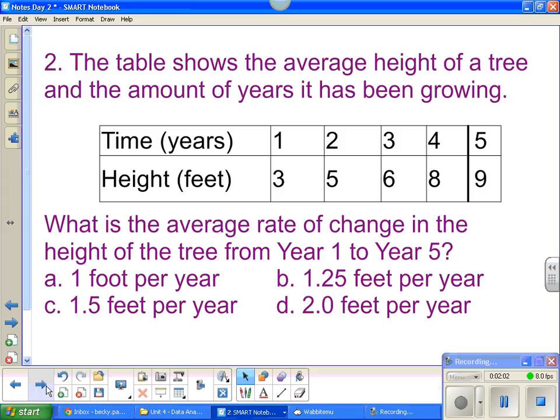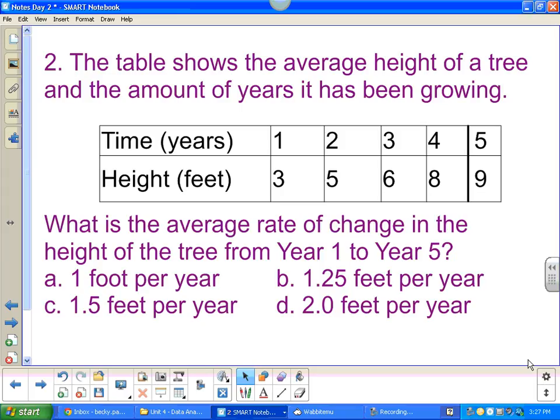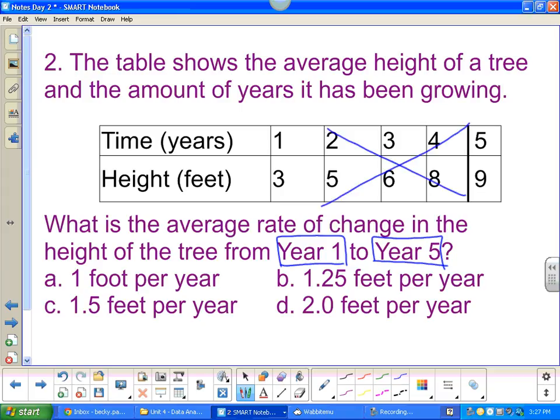The table shows the average height of a tree and the amount of years it has been growing. Now, this one's tricky. You've got to read this one really carefully. It says, what is the average rate of change in the height of the tree from year 1 to year 5? That's it. It only wants the data from year 1 to year 5. It does not want any of that other data. So you've got two different options here. You could go old school and just find it by hand and do y minus y over x minus x, which is -6 over -4, which would give me 1.5.